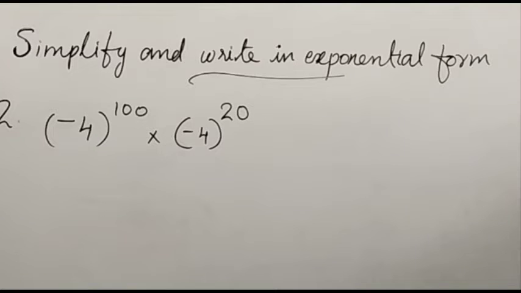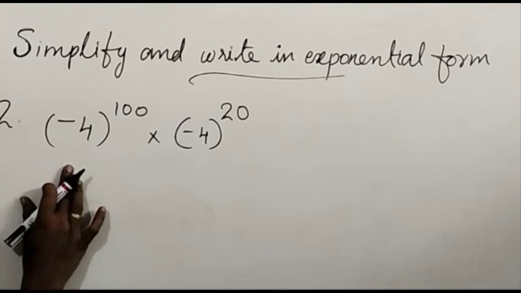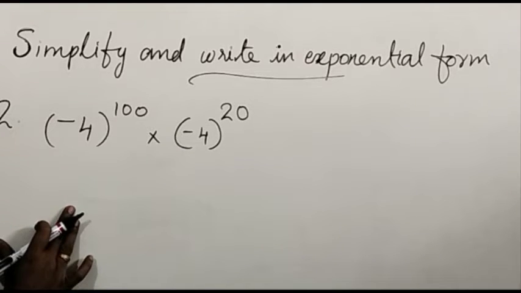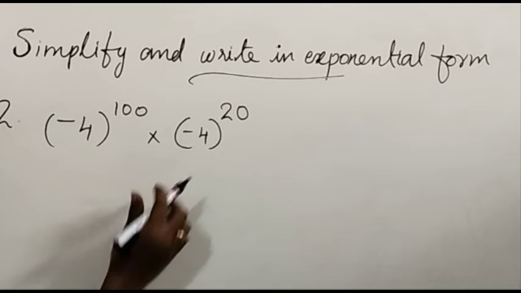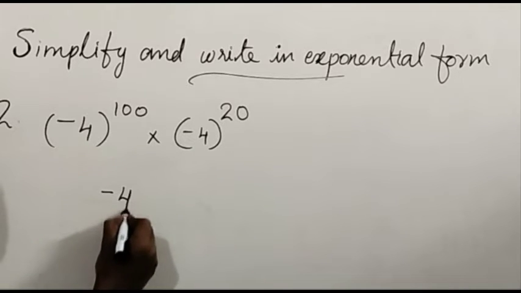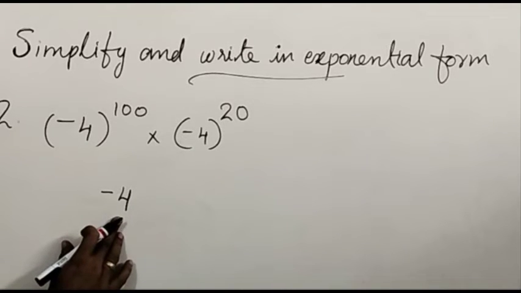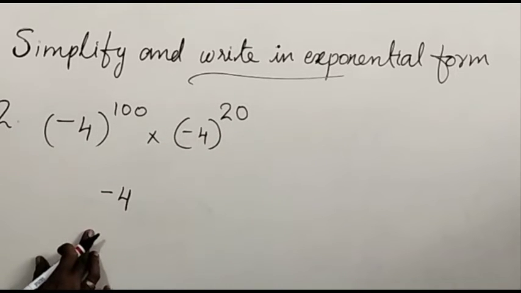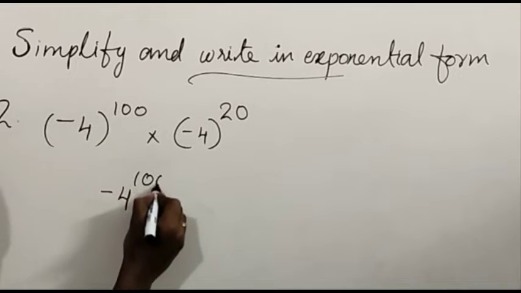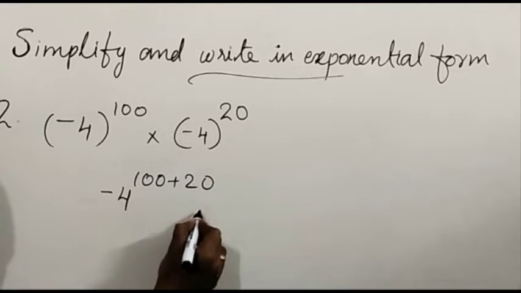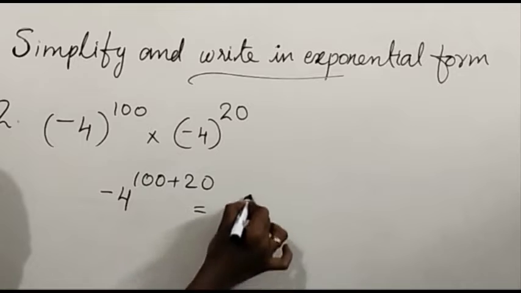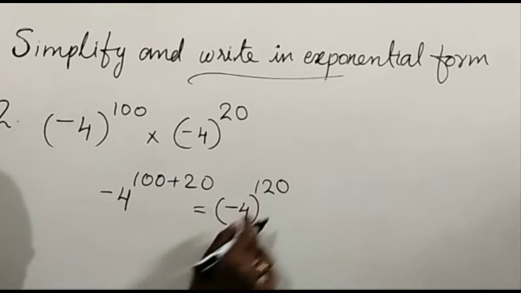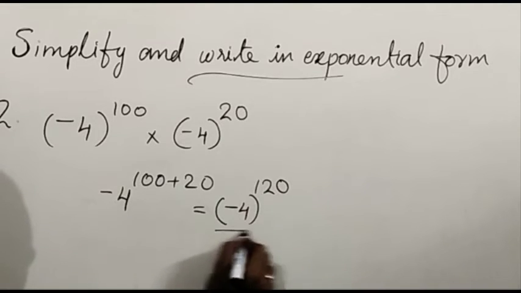Second question, minus 4 raised to 100 into minus 4 raised to 20. Here the base is minus 4. So first write minus 4 as the base, and look at the powers, here 100 and here 20. Take the sum, that is 100 plus 20 is 120. So the answer is minus 4 raised to 120.